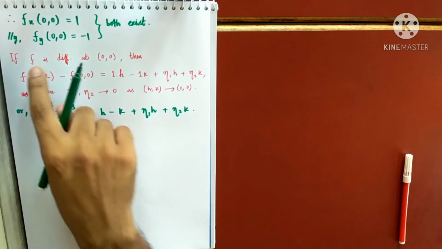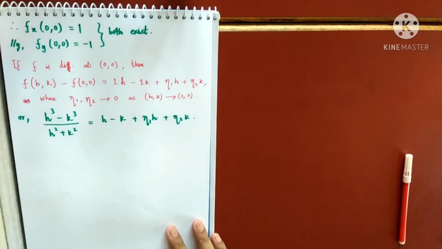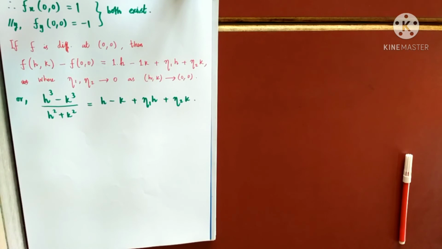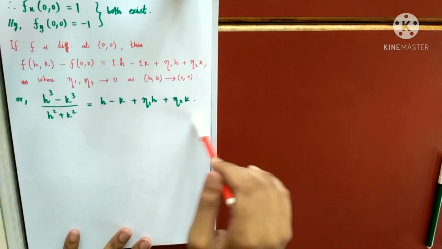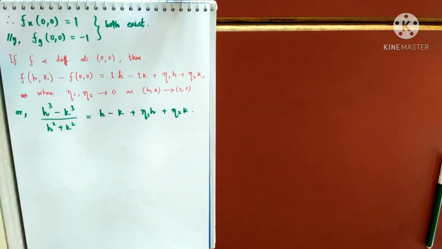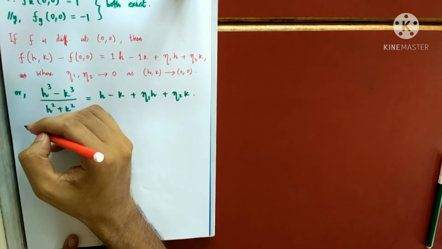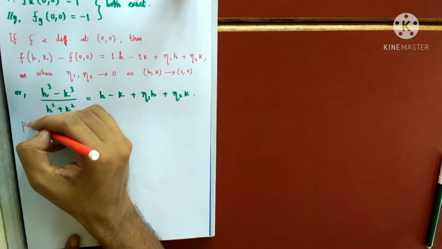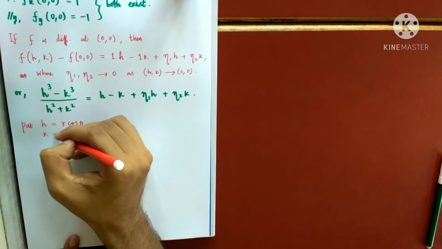So in simple words, if the function is differentiable at 0, 0, then this condition must hold for any h comma k you choose. Obviously h comma k tends to 0, 0. Because I want this error to be 0, what I'll do is choose this h and k. Put h equals r cos theta and k equals r sin theta.